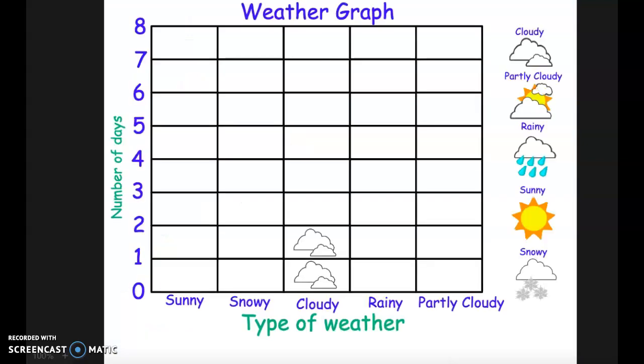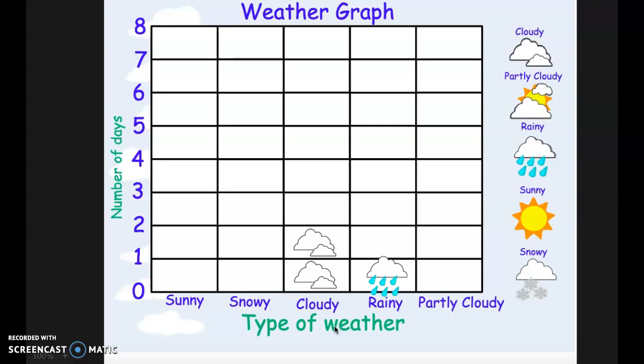So now we need to graph our weather. The title of our graph is Weather Graph. On this axis, we have the number of days, and on this axis, we have the type of weather. And here is rainy, so we're going to put rainy on our weather graph.